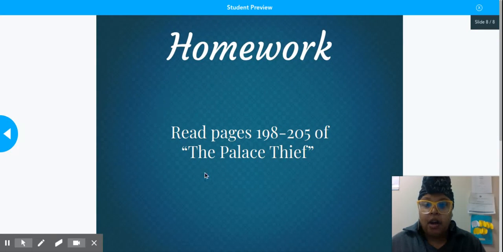For your homework, I'd like for you to finish The Palace Thief, pages 198 to 205. In addition, remember, there is no school on Monday, so this will be a great time, if you are behind, to get caught up on The Palace Thief.